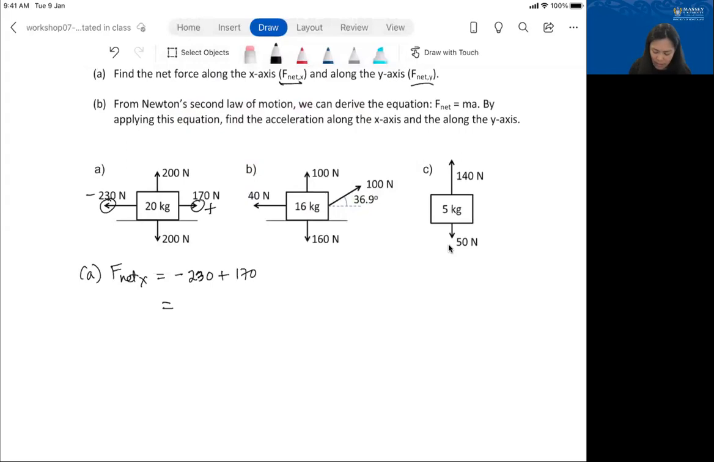Negative 60 newtons for the x component. The y component, you have 200 newtons upwards and 200 newtons downwards. So that should be a net force of 0. So I'll just write down the working: 200 newtons upwards, and this 200 newtons will be negative. It's pointing downwards, so that will be a net force of 0.